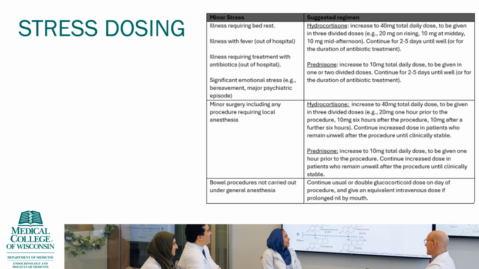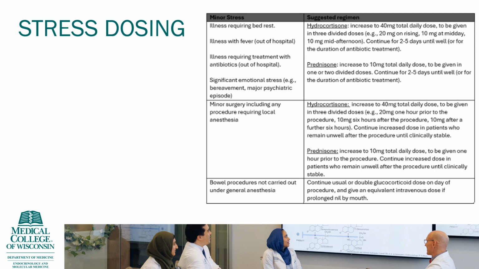So that can be given in 2 or 3 doses, usually 3 doses: 20 milligrams right away in the morning, 10 milligrams midday, and then 10 milligrams in the mid-afternoon. They can continue this for 2 to 5 days until they're feeling better. If they're on prednisone, we would increase to 10 milligrams total for the day, and again, continue for 2 to 5 days.